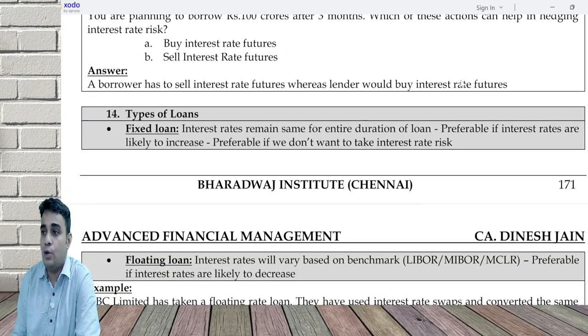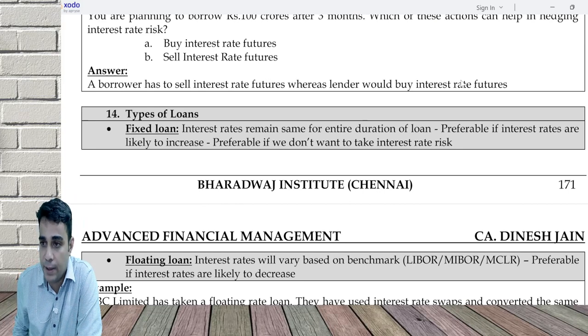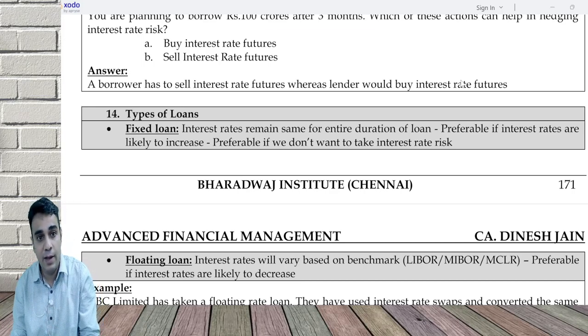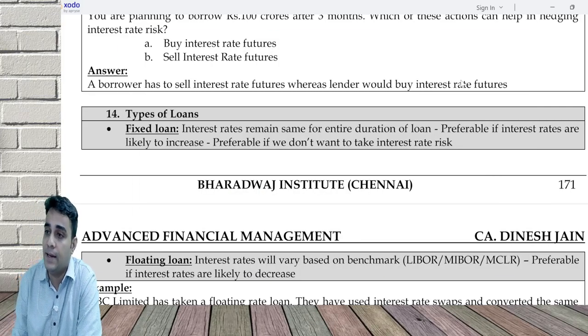Okay, now listen, there are 2 types of loans in the practical world. One is a fixed loan, second is a floating loan. What is a fixed loan? The interest rate will remain the same for the entire duration of the loan. I will like this if I believe interest rates will go up. I will also like this if I don't want to take any risk.